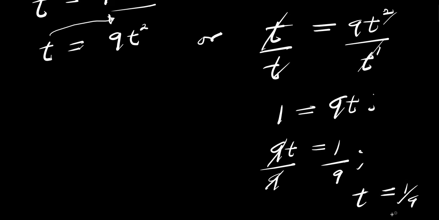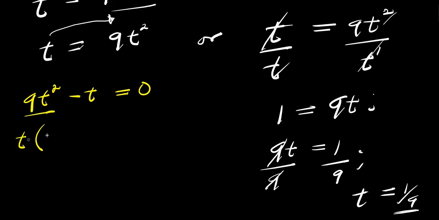So I divide this by 9, I divide this by 9, 9 eliminates 9, then I have t equals 1 over 9. That's one way of solving, but right now I said I can form an equation by moving t over here. This becomes negative t, so we'll have 9t squared minus t equals 0. And from here, I can factor out the common term here, which is t. 9t squared divided by t is 9t, minus t divided by t, I have 1, and this equals 0.